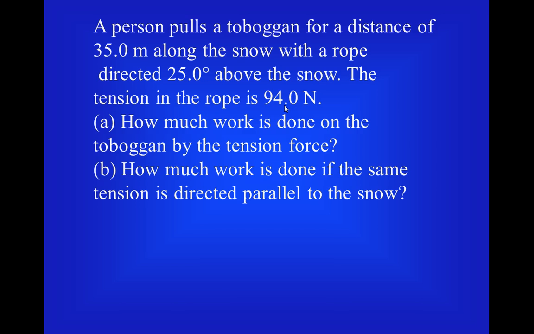I'm getting 2,982 joules of work being done by the tension force in the rope, and the rope is angled 25 degrees above the snow. If instead the person pulls way down parallel to the snow, like right where it's attached to the toboggan, then it's just 35 meters times 94 newtons, 3,290 joules of work would be done if the same tension is directed parallel to the snow.